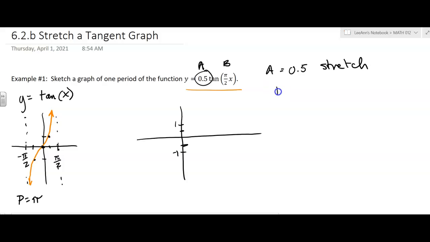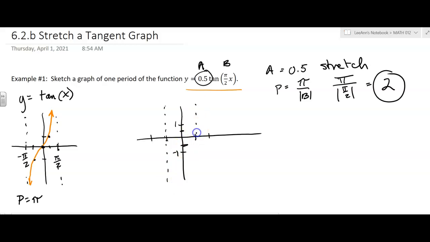Okay, so now for the period, it's going to be pi, because a normal period for tangent is pi, over the absolute value of b. So in our case, it's going to be pi over the absolute value of pi over 2, which, invert and multiply, do the absolute value, and you're going to get 2. So I'm going to mark off 1, 2, and I'll mark off negative 1, negative 2. Now, remember, this is the whole period, 2. So you've got to put half of it on the left and half of it on the right. So my asymptotes are going to go at negative 1 and 1.